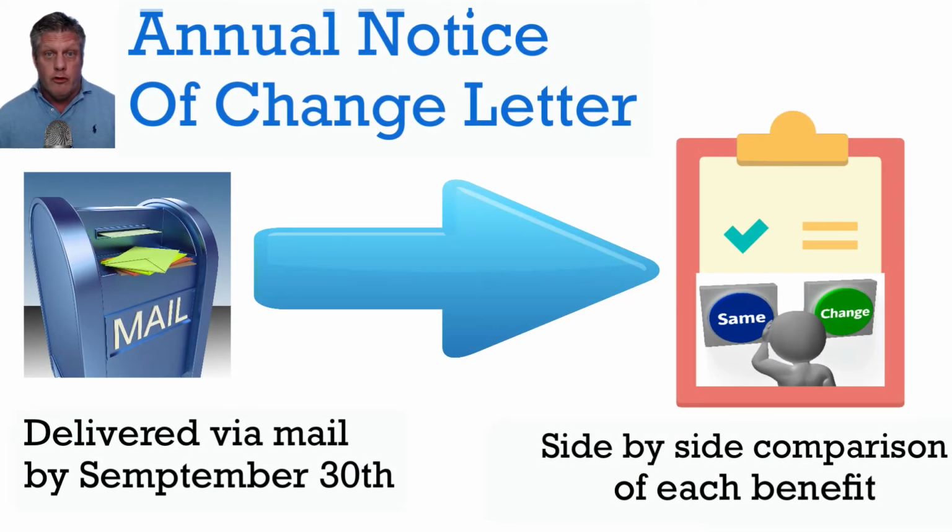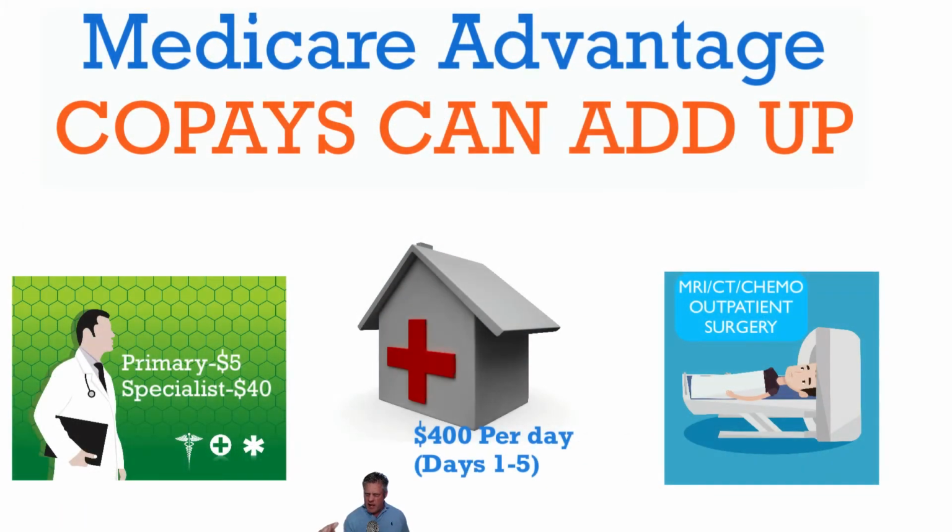They're going to list which new drugs are added to the formulary. They're going to show you if copays have gone up for hospital. They have to show that in the annual notice of change. It's very simple. It just shows what you currently have, what the changes are for 2022.